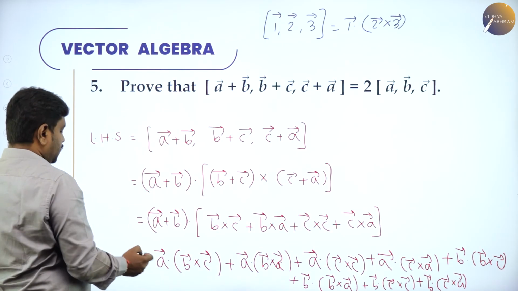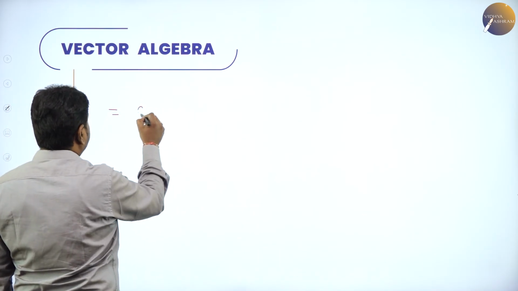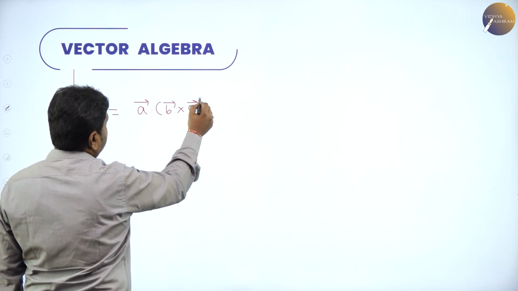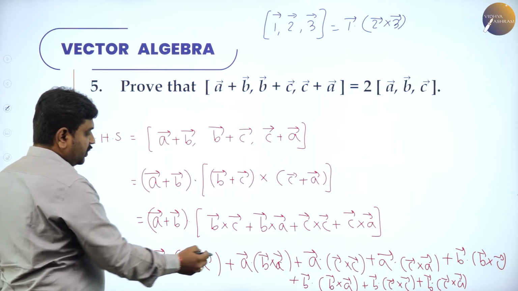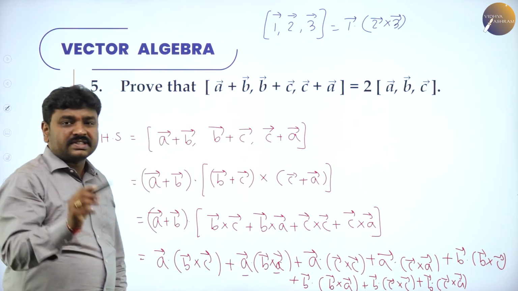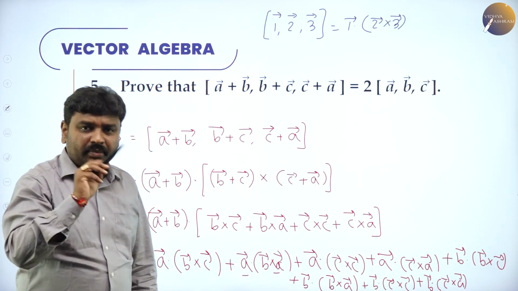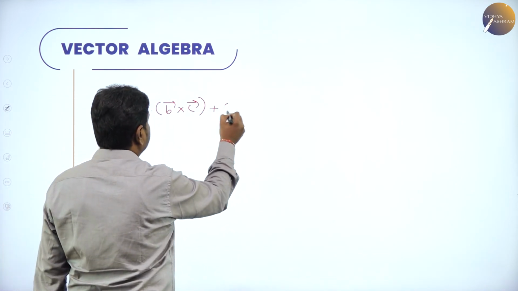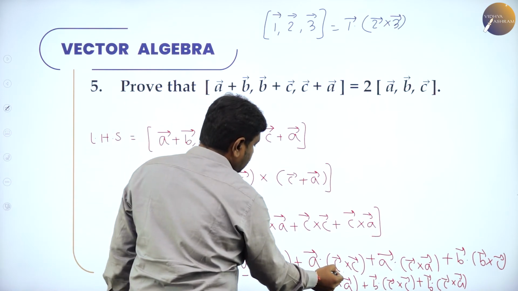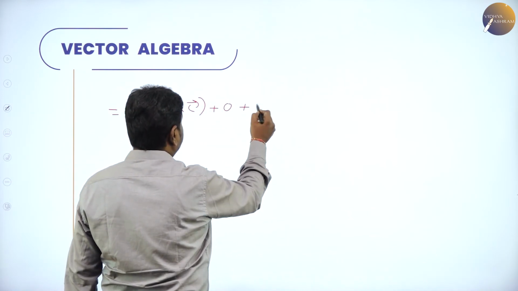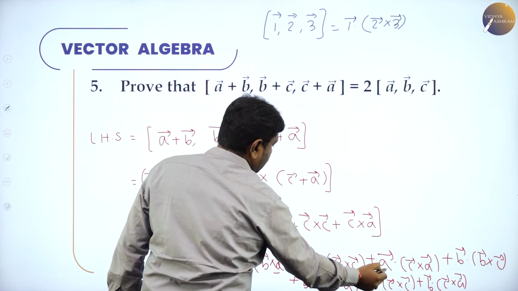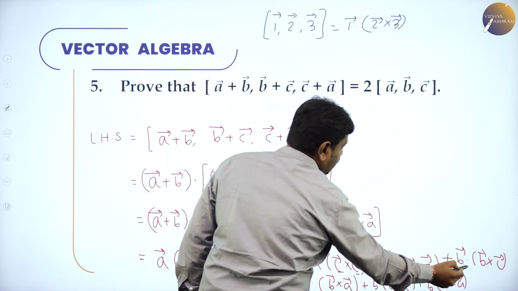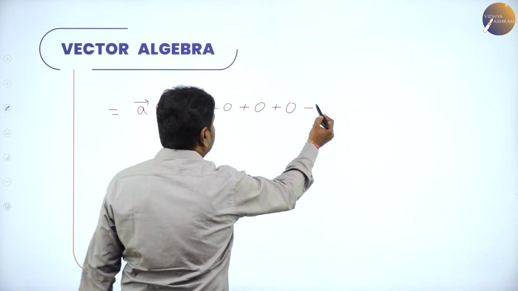First one, A dot B cross C, this can be written as box ABC. And second one, here A is repeated. In scalar triple product, if any one vector repeats, answer is 0. A dot B cross A, A is repeated, so answer is 0. Then here C cross C, C is repeated, answer is 0. The third one, again A repeated, answer 0. Fourth term, B repeated, so answer 0.